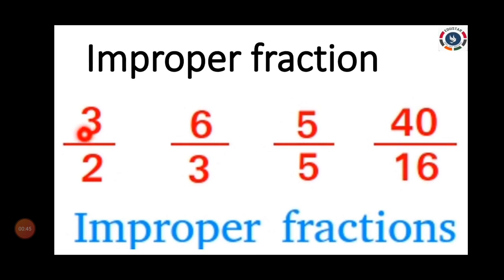The next examples are given for you. 3 by 2. See, the numerator is more than the denominator, so it is an improper fraction. 6 by 3. Yes, the numerator is more than the denominator, so it is an improper fraction. Here numerator 5 and denominator 5, so both are equal. Already I told you that a fraction having numerator greater than or equal to the denominator, so this is also an improper fraction. And 40 by 16, the numerator is greater than the denominator. So these are all improper fractions.